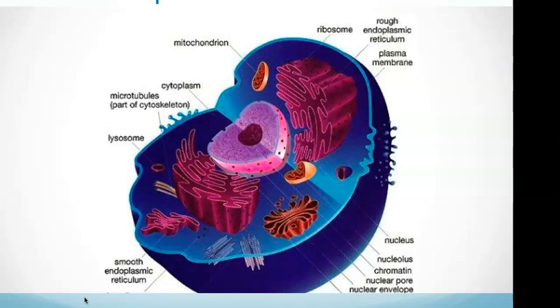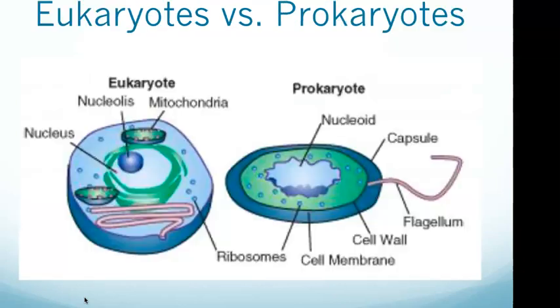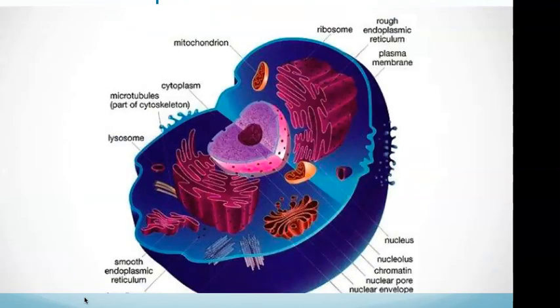Okay, next we have mitochondria and ATP. Okay, these are important, and this is one of our questions as well, I believe. Let's look to make sure. Yeah, what are the power generators of the cell? Why is it called that? So let's get into that right now with mitochondria. Mitochondria are rod-shaped organelles that can be considered the power generators of the cell. Okay, so there's our answer to the question.